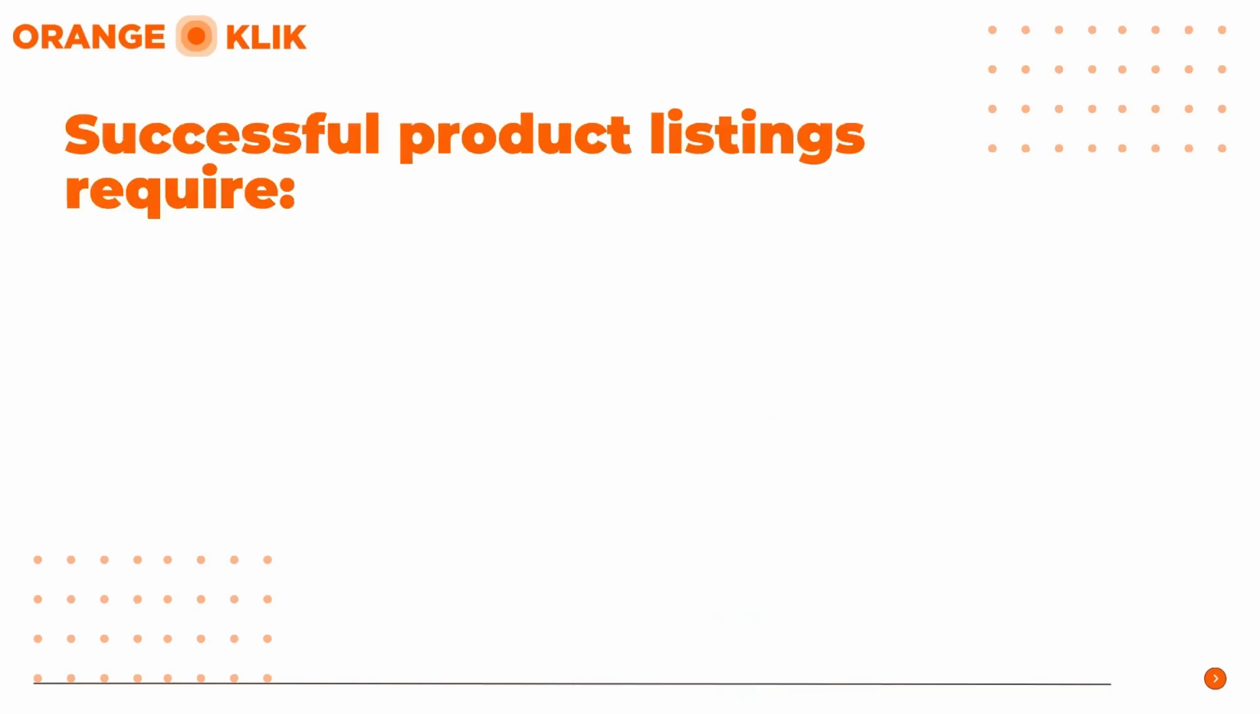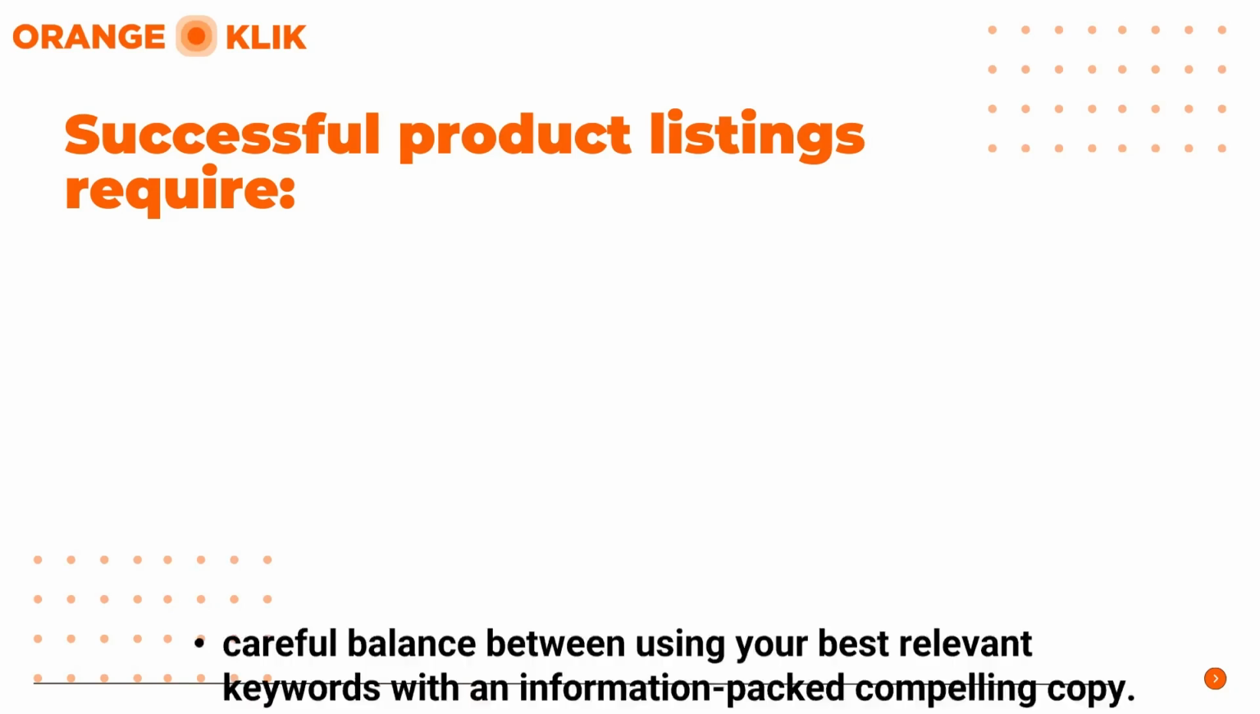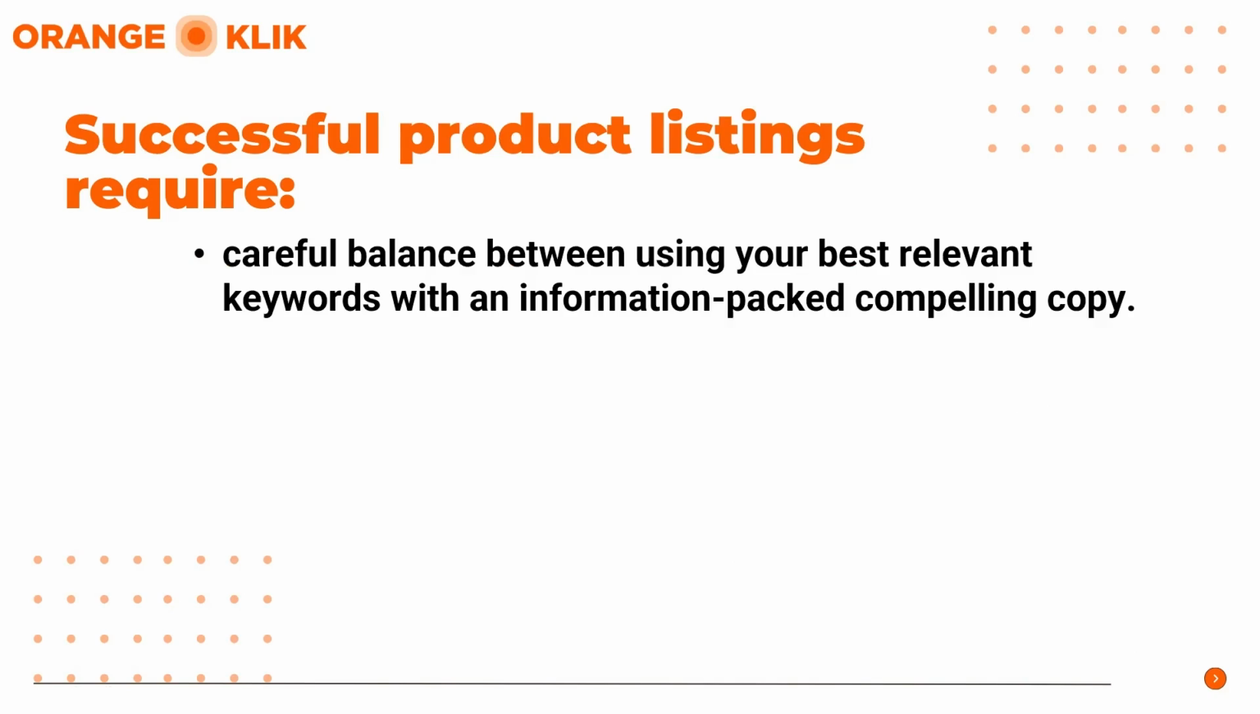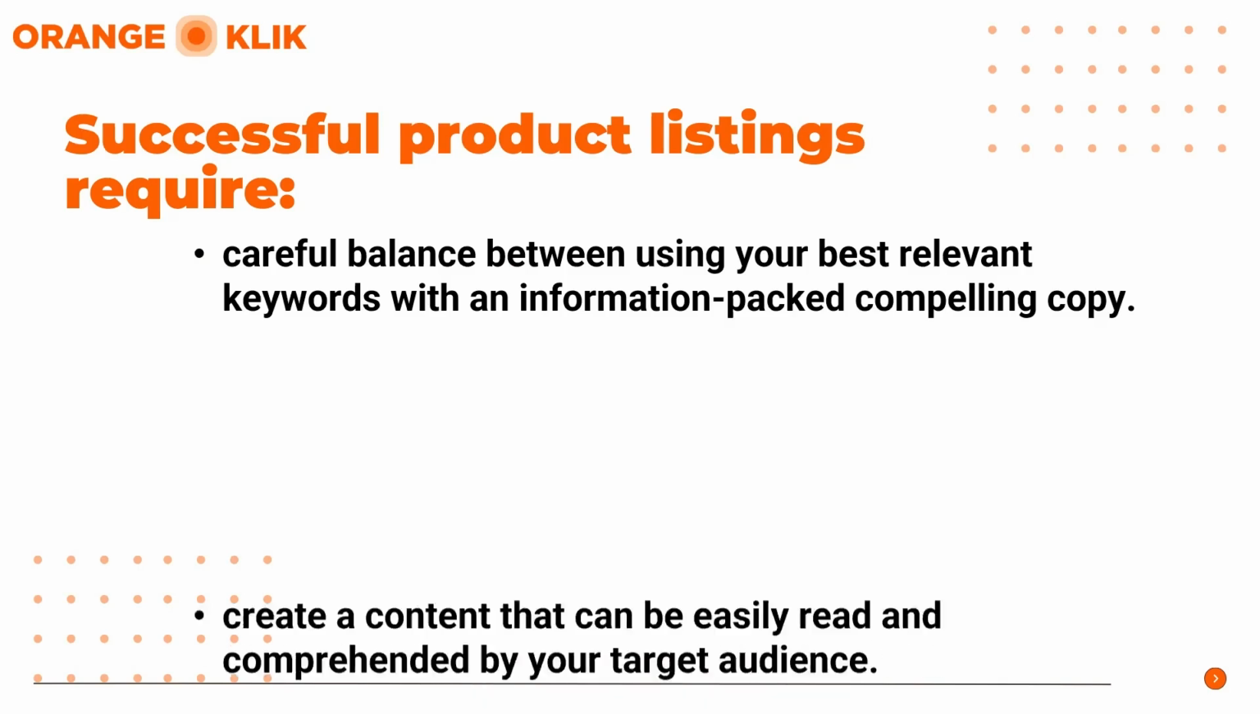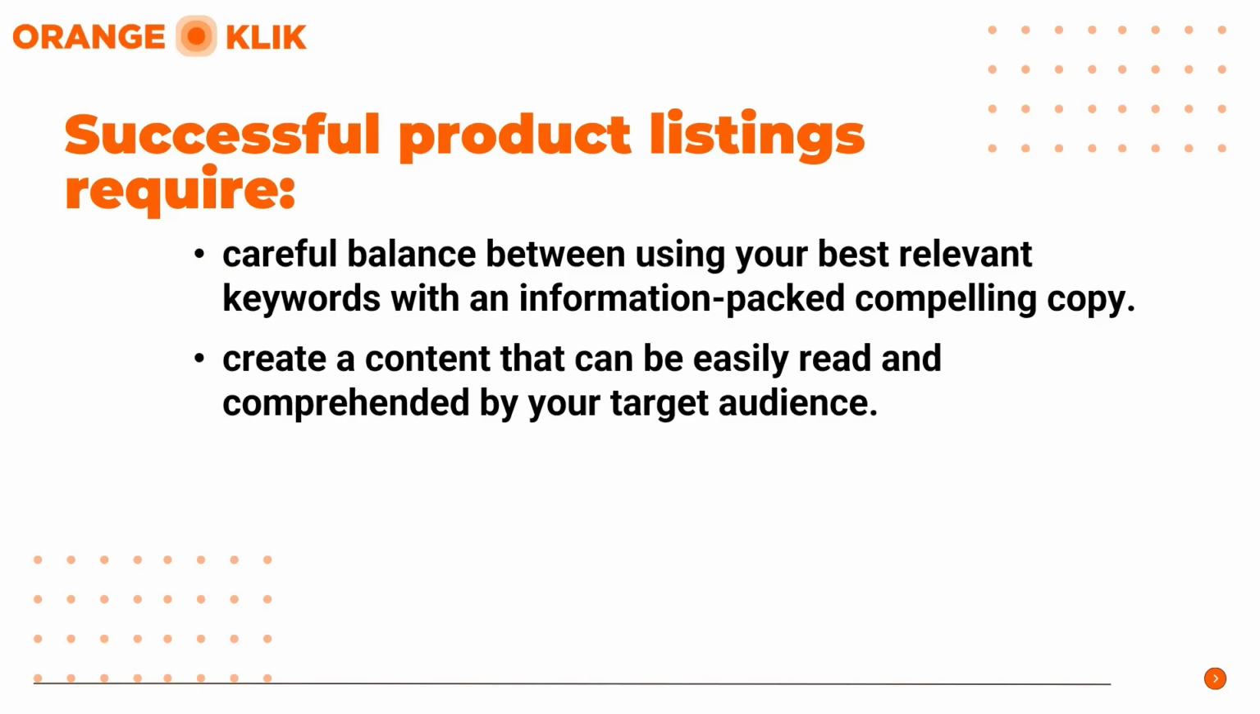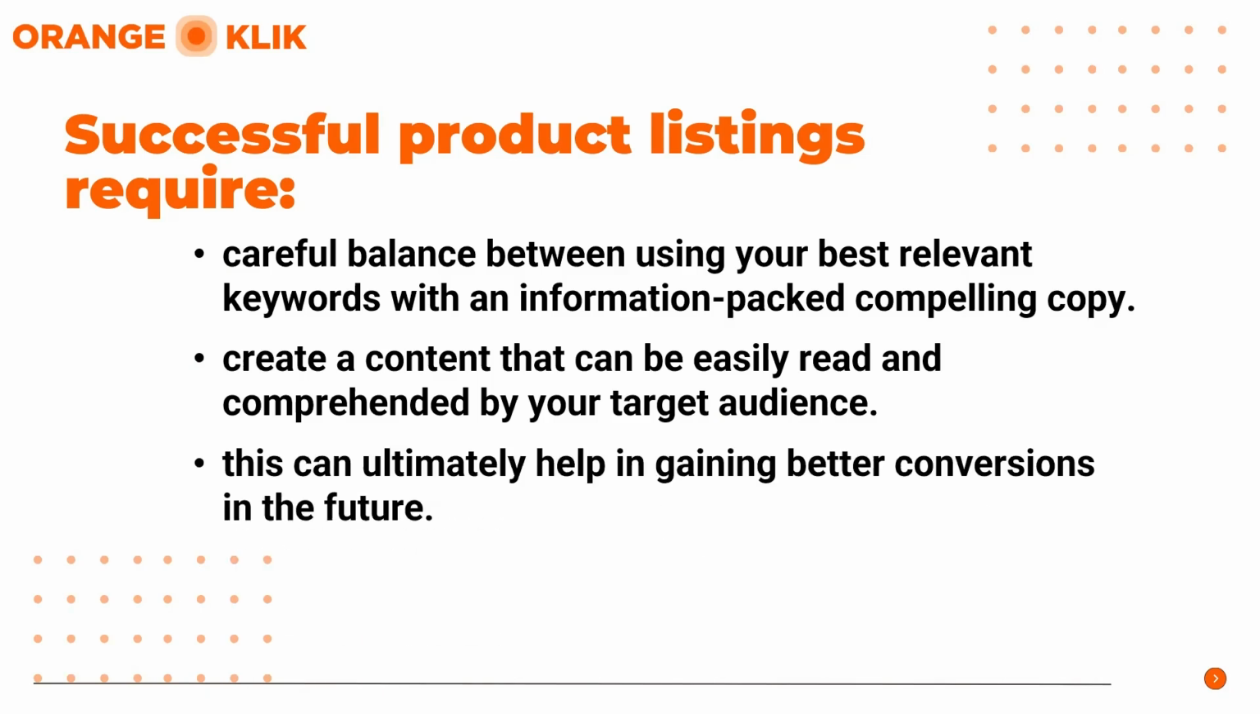Product listing optimization is an essential part of having a successful product listing. It requires a careful balance between using your best relevant keywords while writing a compelling copy that, while packed with information rich in relevant keywords, must first and foremost have content that can be easily read and comprehended by your target audience. This will be attributed to better conversion rates in the future.